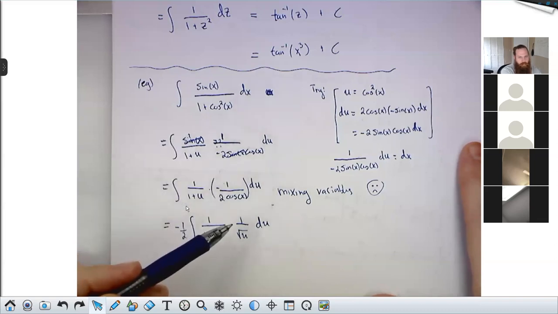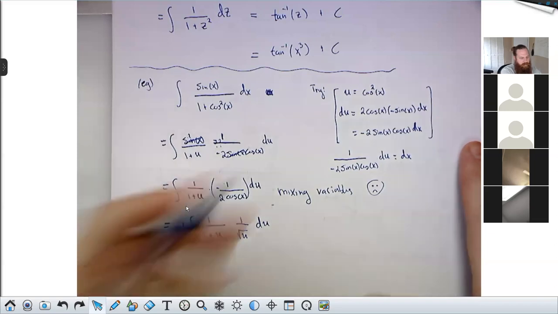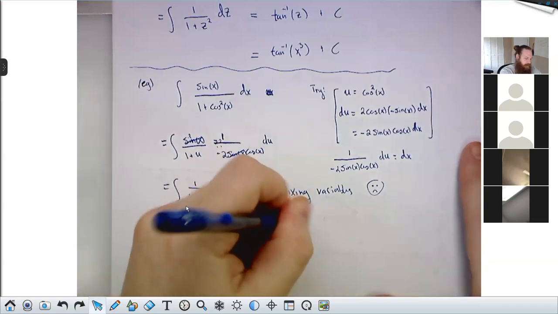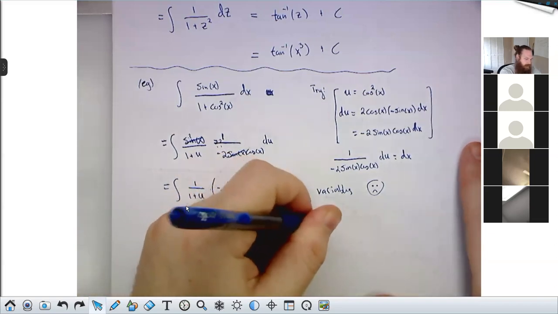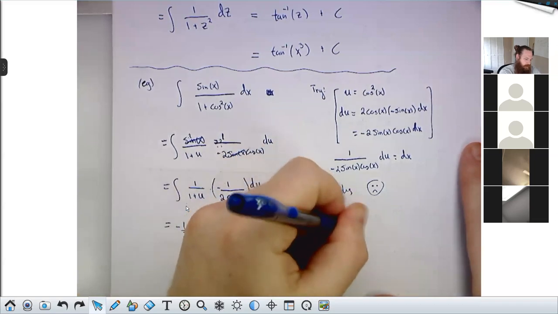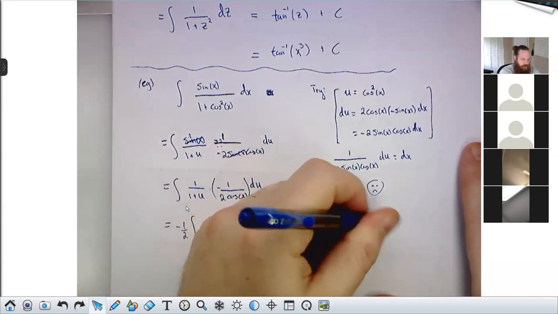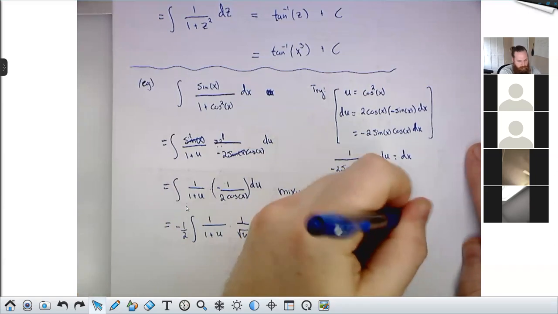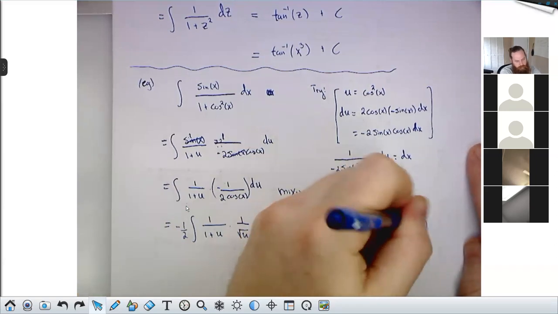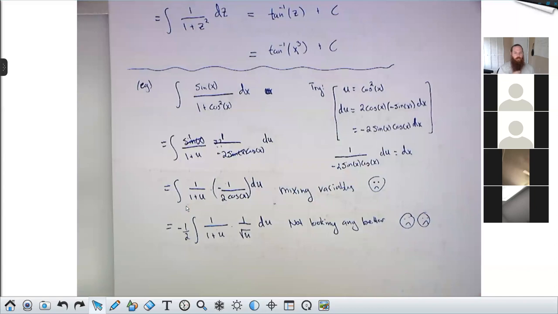Remember, the integral can't be split up over multiplication. It's not like I just integrate this and integrate this. That doesn't work. So this is not any easier. So that's double sad face. So this isn't going to be our path. Now, the other suggestion was to try just substituting u equals cos x.